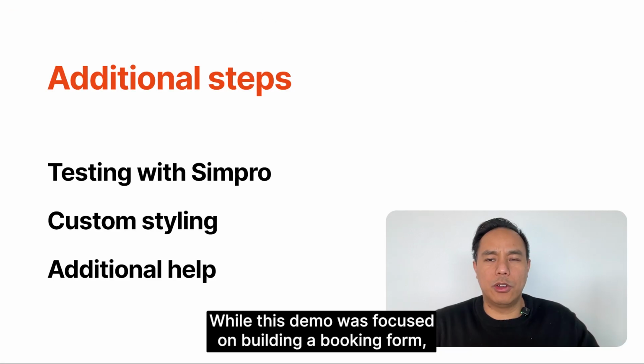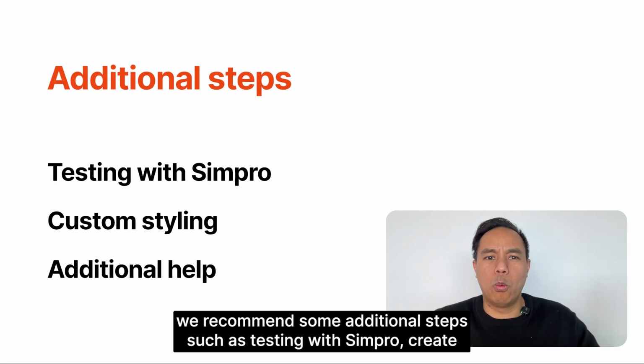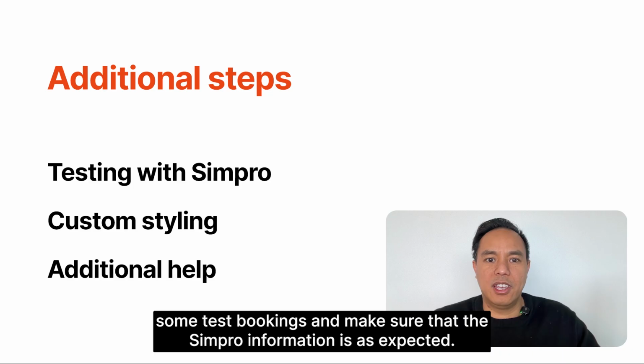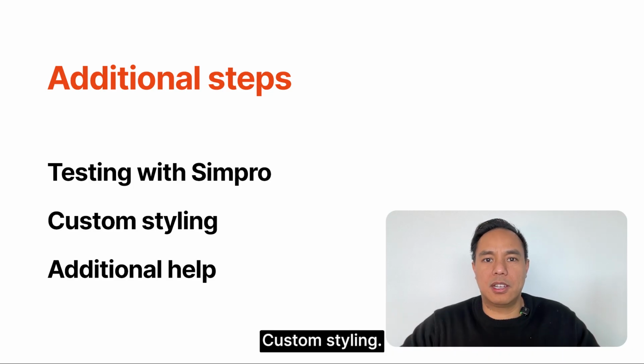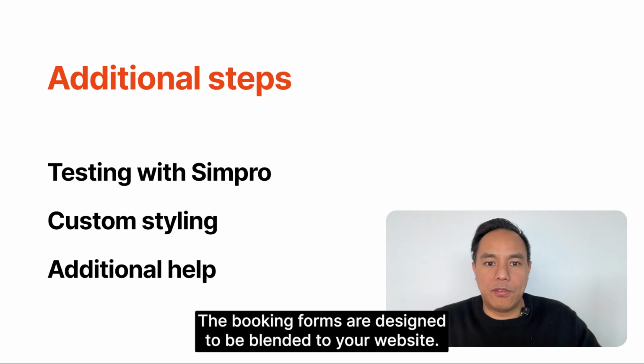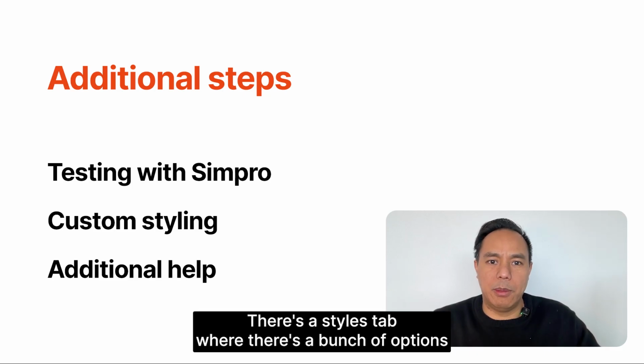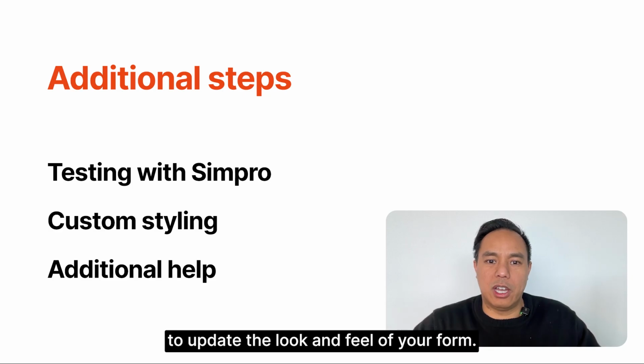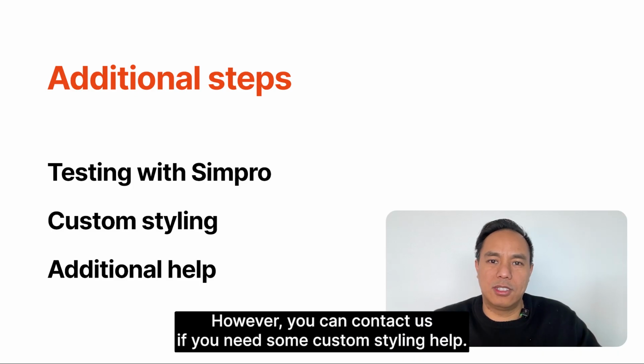While this demo was focused on building a booking form, we recommend some additional steps such as testing with Simpro, create some test bookings, and make sure that the Simpro information is as expected. Custom styling. The booking forms are designed to be blended to your website. There's a Styles tab where there's a bunch of options to update the look and feel of your form. These settings may be a little technical, however, you can contact us if you need some custom styling help.